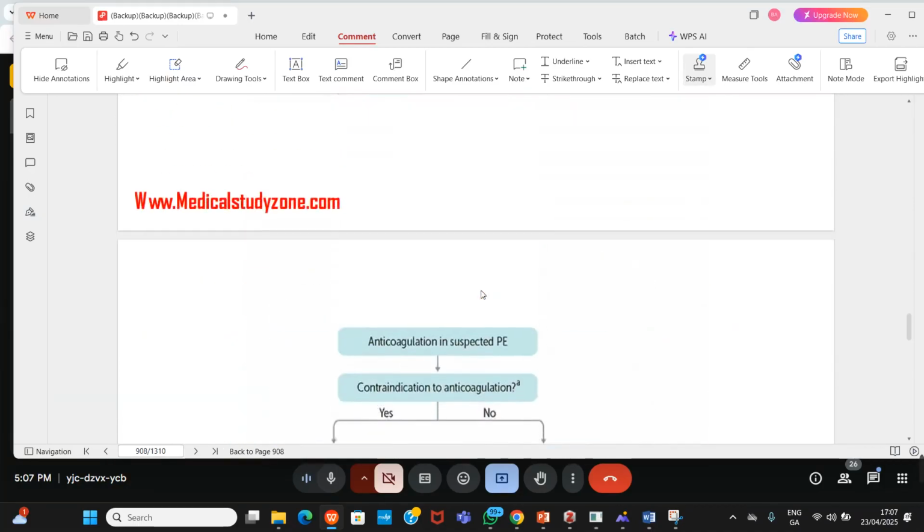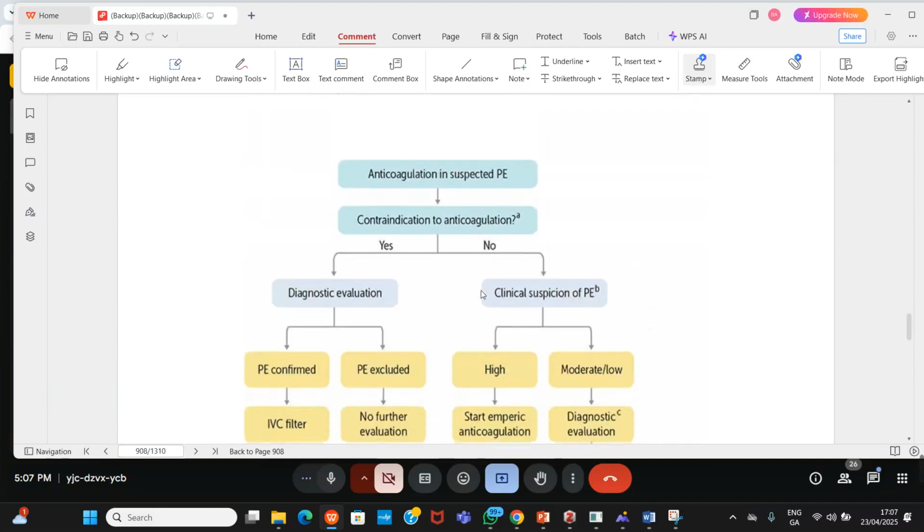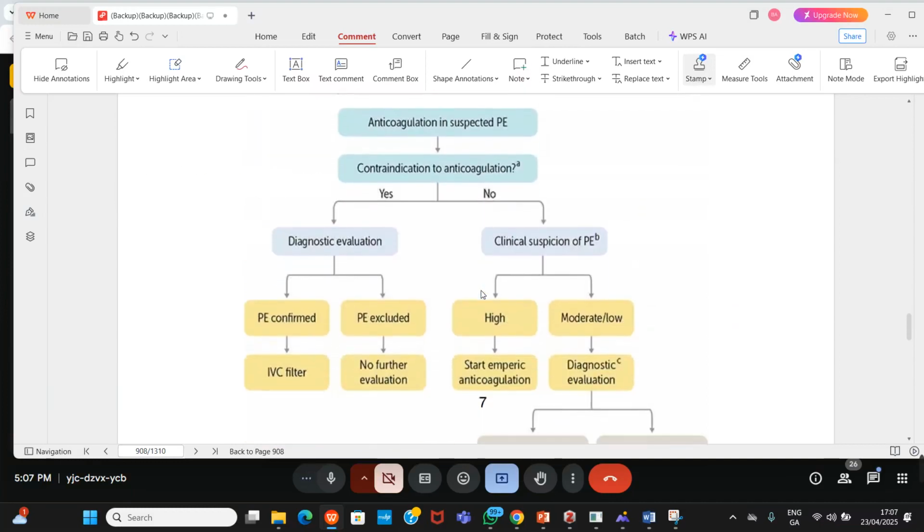But after you have done investigation and you are seeing features of PE, what do you do to treat? You want to anticoagulate. I want to give a parenteral agent, right? I want to do DOACs, depending on the circumstance of that patient. But before you start heparin, you want to evaluate, is there any contraindication to anticoagulation?